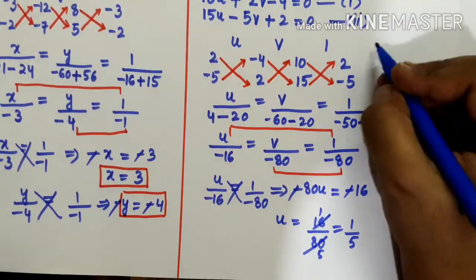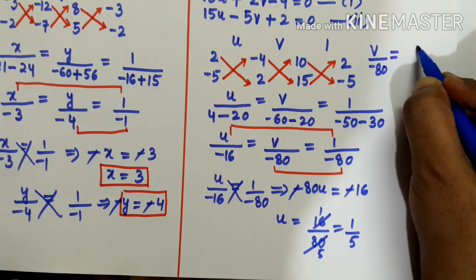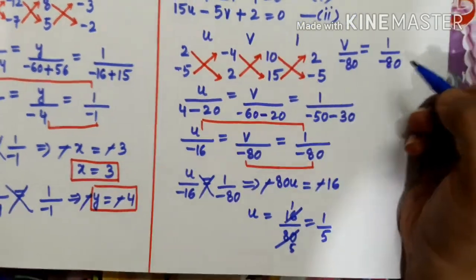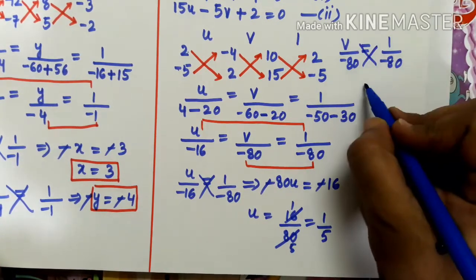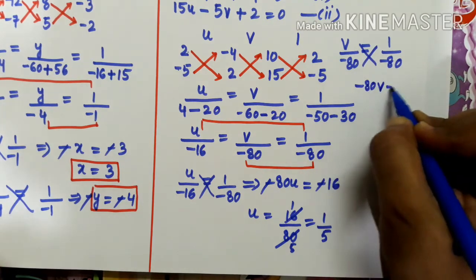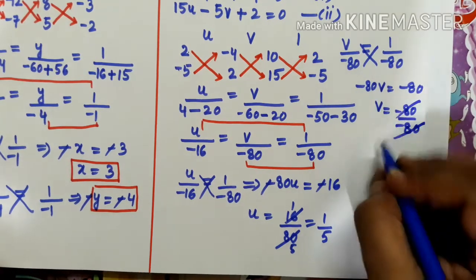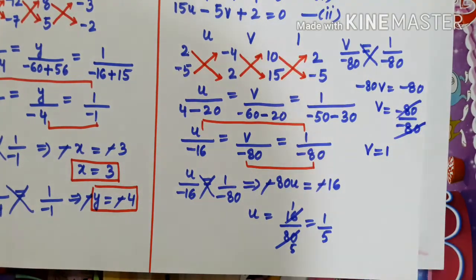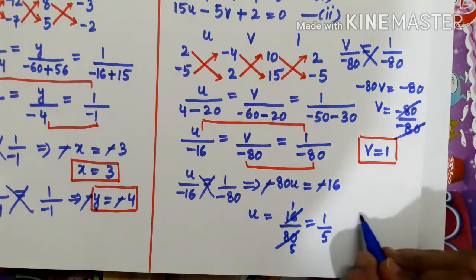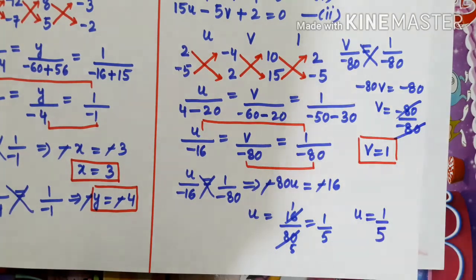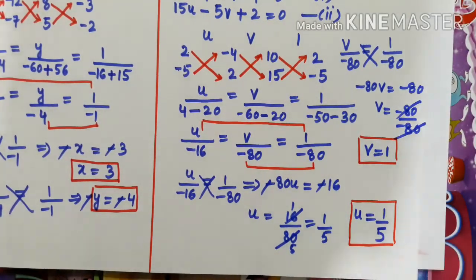Now after that, after you equated this, let us go for this one. So let me do it here. v by minus 80 equals 1 by minus 80. So here you can see, when you do cross multiplication, minus 80v equals minus 80. So v equals minus 80 divided by minus 80. So you will get v equals 1. So you got v equals 1 and u equals 1 by 5.